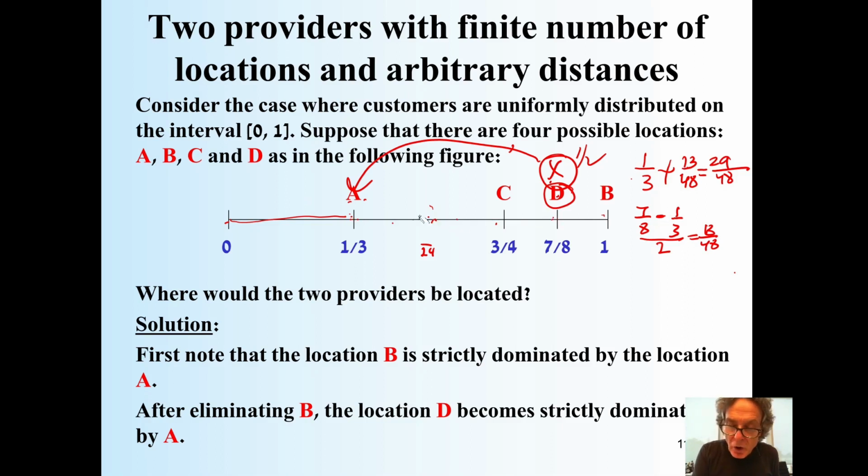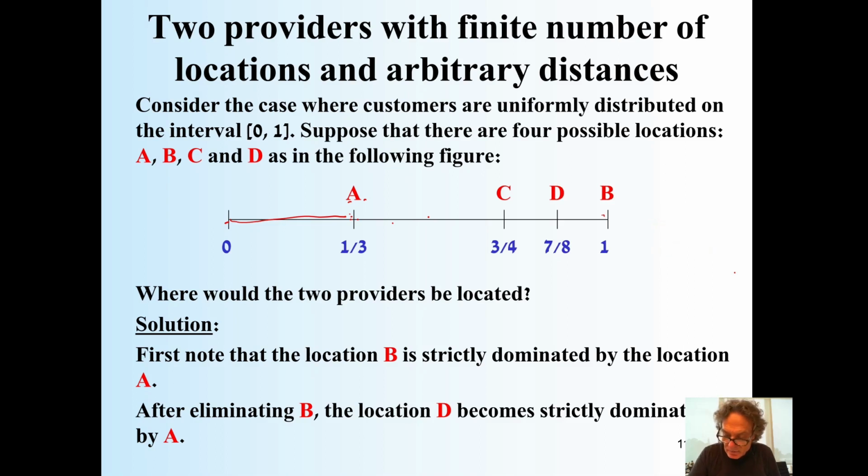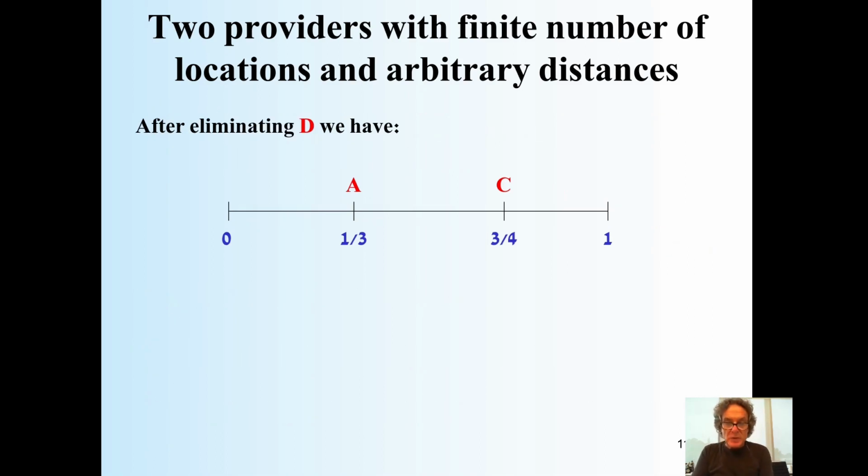So we conclude, no matter where you are, I should not be at D. First I showed that we took this out, but now I show you that this one is strictly dominated by A, so we take it out. So we are left with just two possible locations, A and C. So where should I locate? The two firms will be located so that no one has any incentive to deviate.